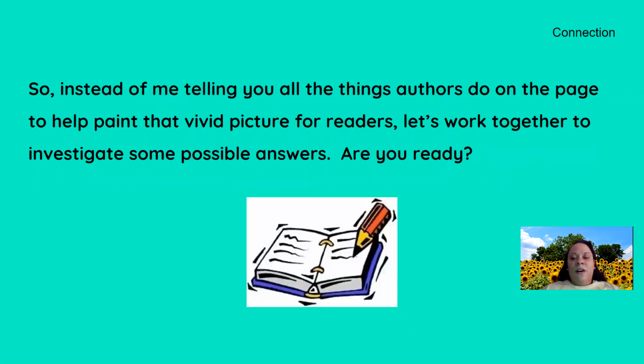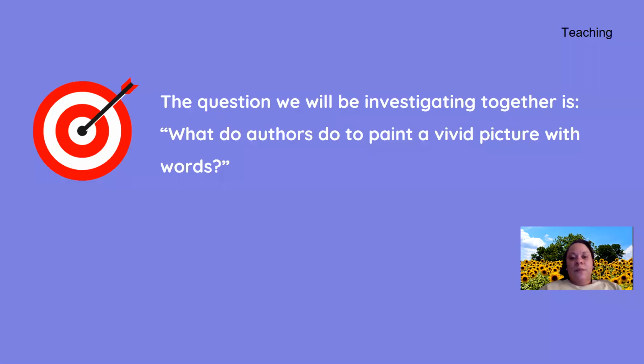So instead of me telling you all the things authors do on the page to help paint that vivid picture for readers, let's work together to investigate some possible answers. Are you ready? So the question we'll be investigating together is, what do authors do to paint a vivid picture with words? What do they do to get an image in our head? What are the craft moves they do to get the image in our head?